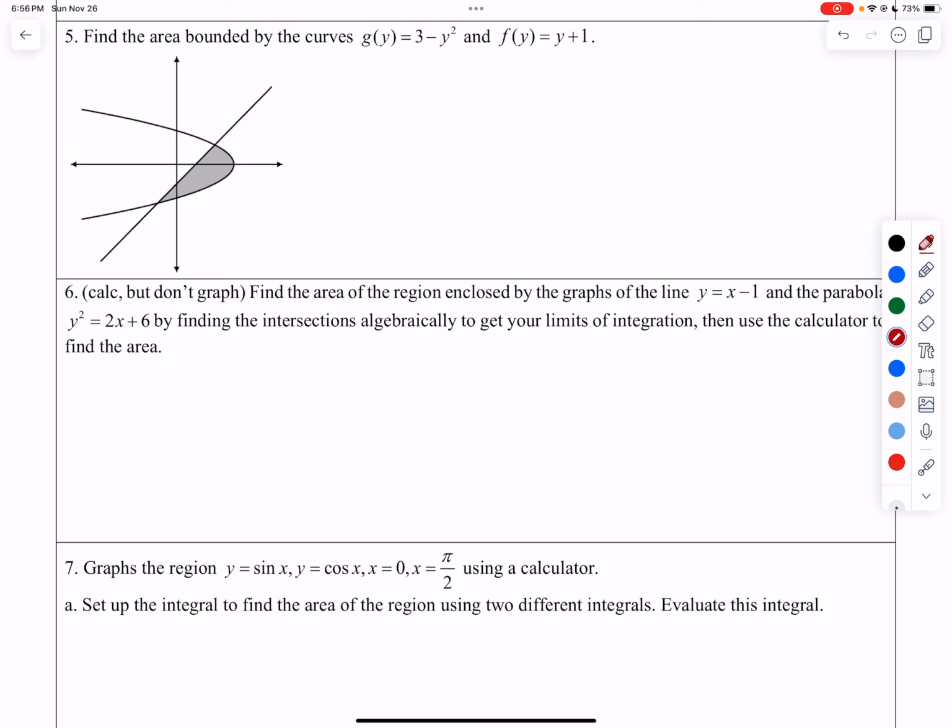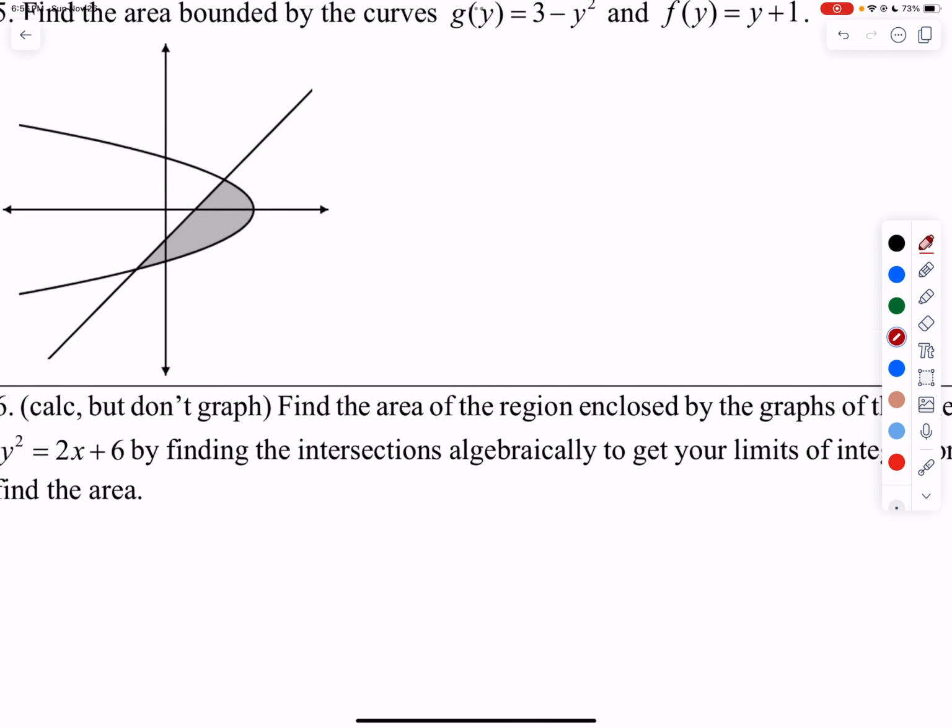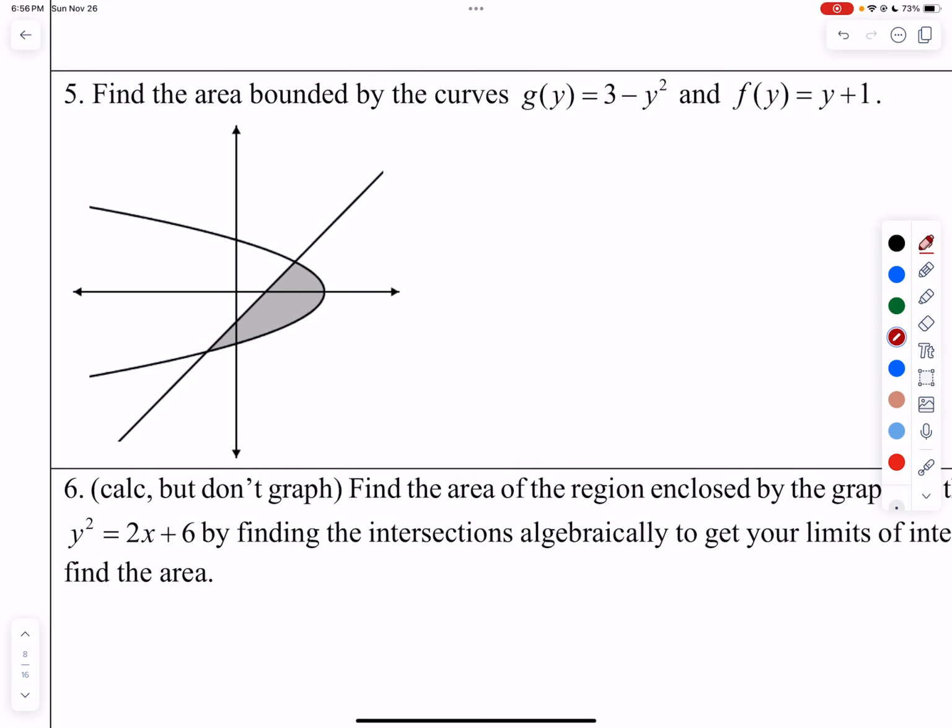Alrighty, in this video we are going to be talking about area bounded between two curves, but in this case we're going to be talking about it in terms of dy. So let's say that we have right minus left instead of top minus bottom. Now for number 5, if I were to do top minus bottom, we have an issue.